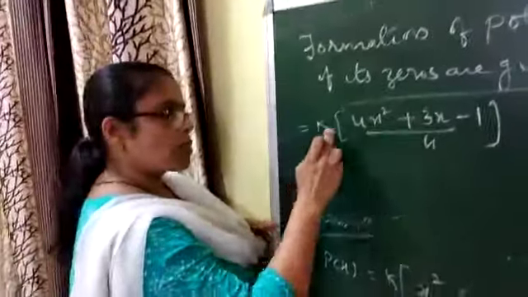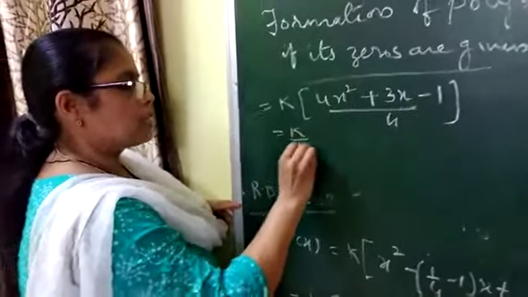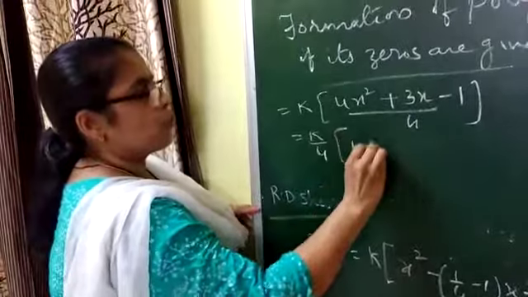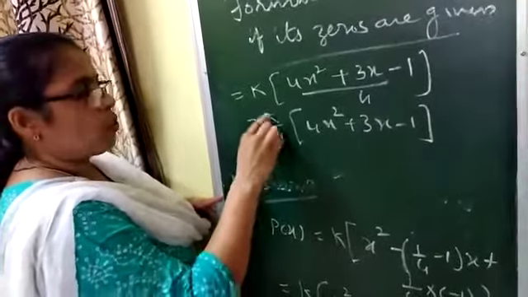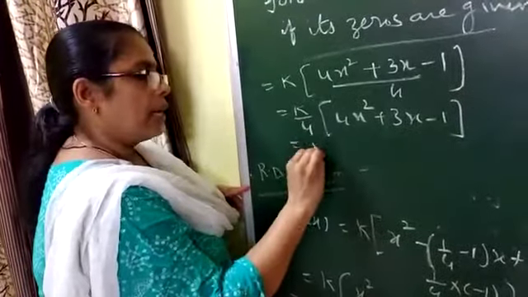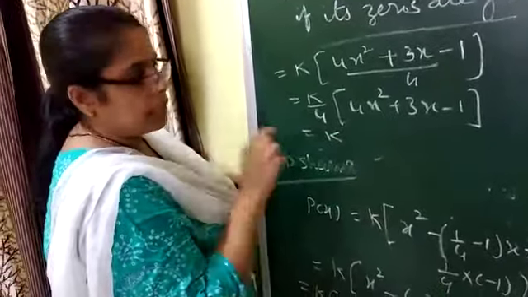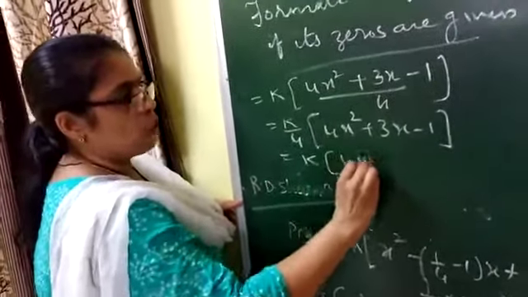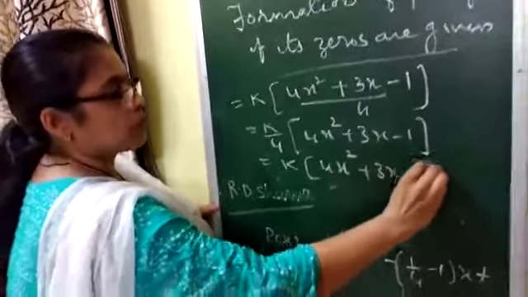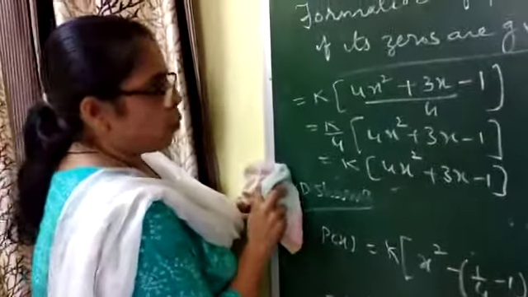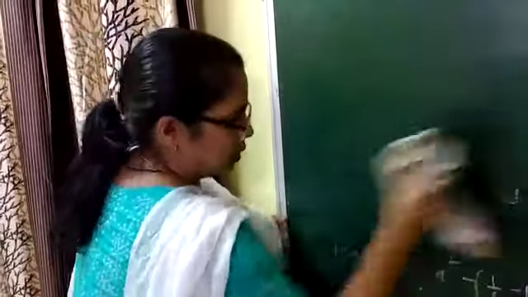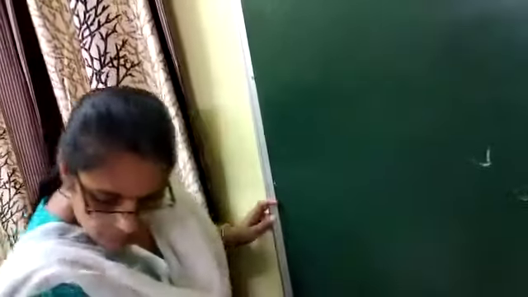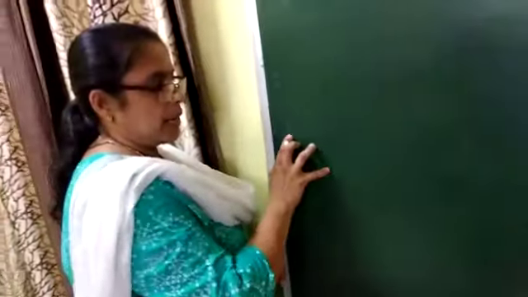This k is a constant, 4 is again a constant, that is constant upon constant into (4x² + 3x − 1). That is k by 4. Constant upon constant is again a constant, and every constant is denoted for comfortability by the letter k, that is 4x² + 3x − 1. In this way, you can form the polynomial whose sum of zeros and product of zeros are given. And the remaining questions I think you have done in your summer holidays.